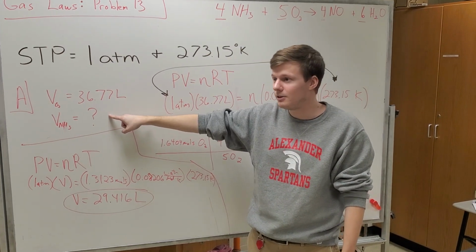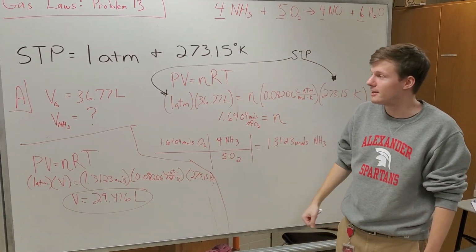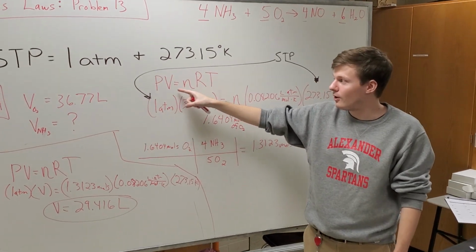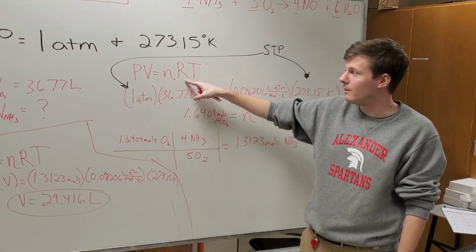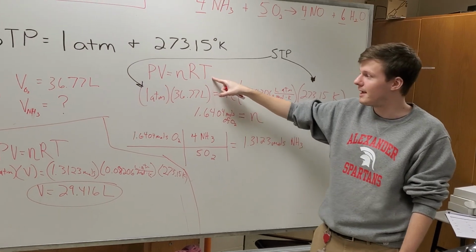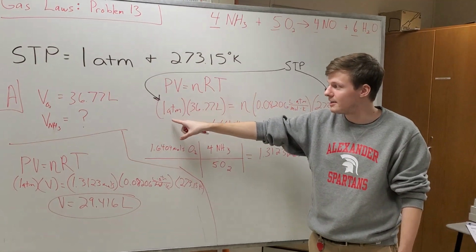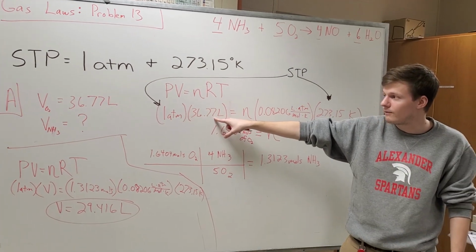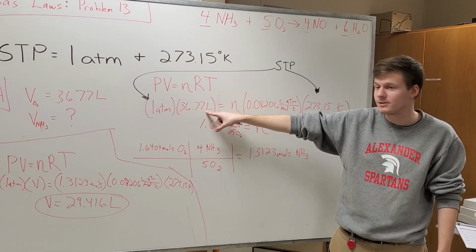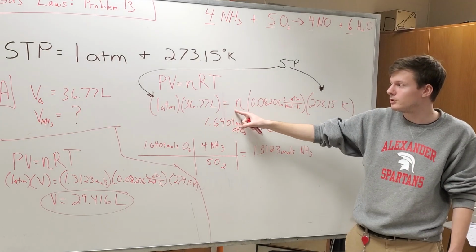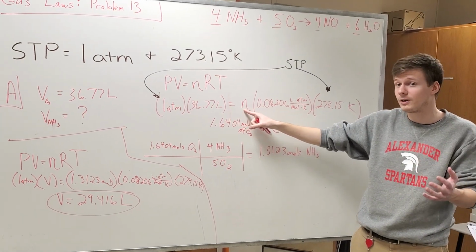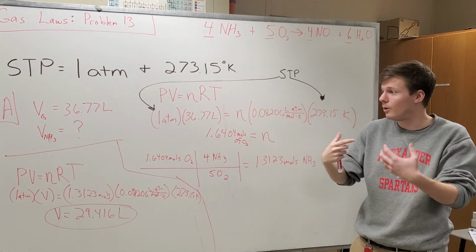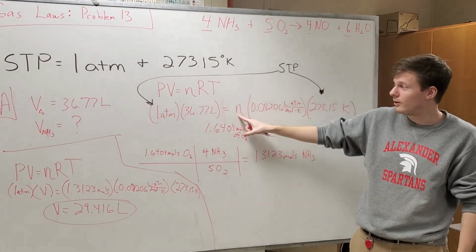The very next thing you need to do is use your ideal gas law equation, which is PV equals nRT. We know we have pressure, volume, moles, which is n, and then we have our R value, which is always a constant, and our temperature. So all we've done here is standard temperature and pressure. We have 1 atmosphere. Then we've plugged in our volume of oxygen, which is 36.77 liters, and that is going to be equal to n, which is what we're solving for. We need to figure out the number of moles because we have to do a mole ratio later to figure out how many moles of ammonia are needed. So we're looking for n.